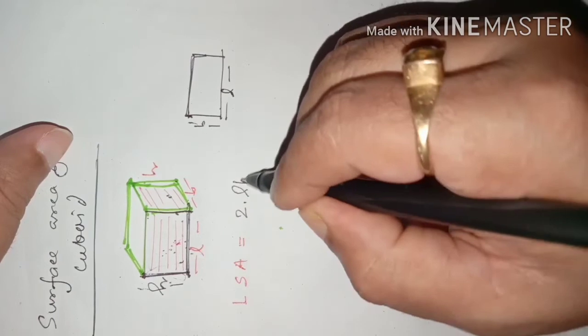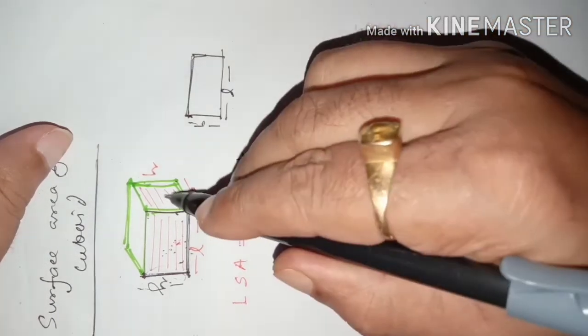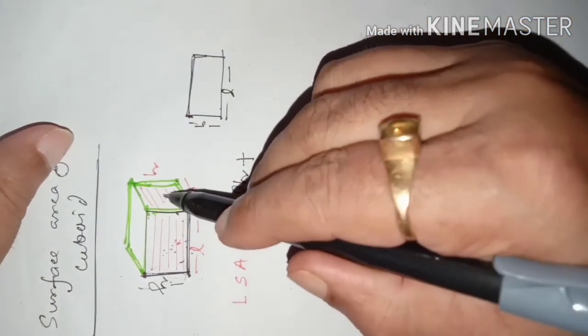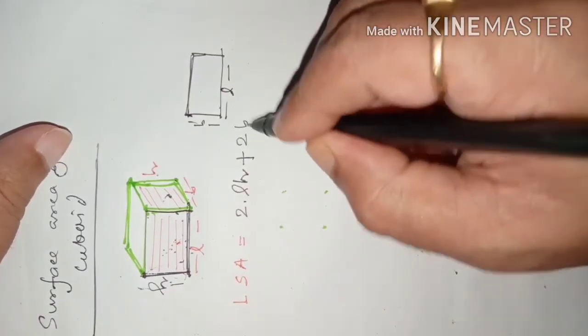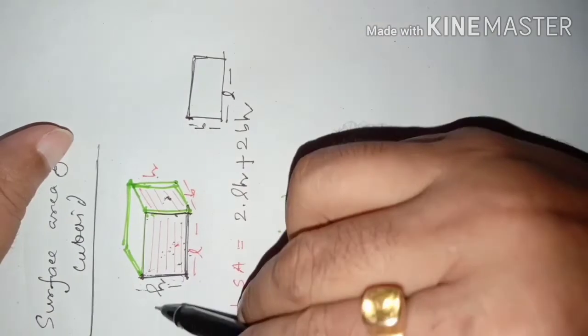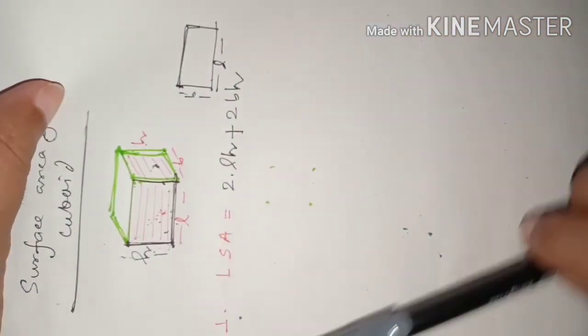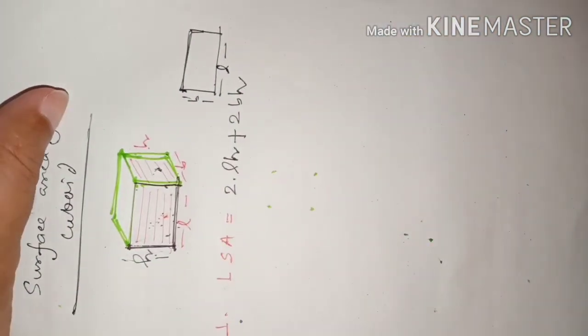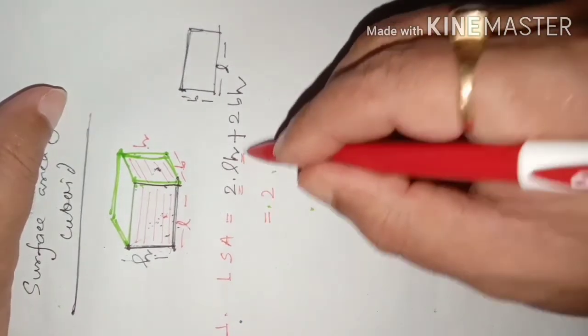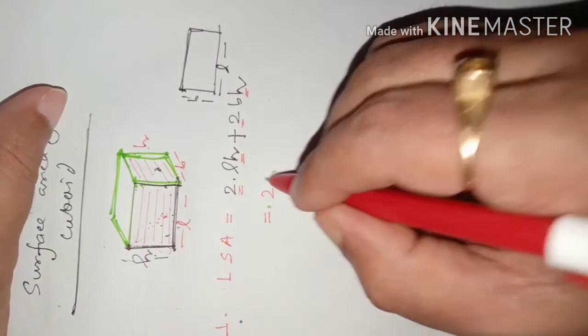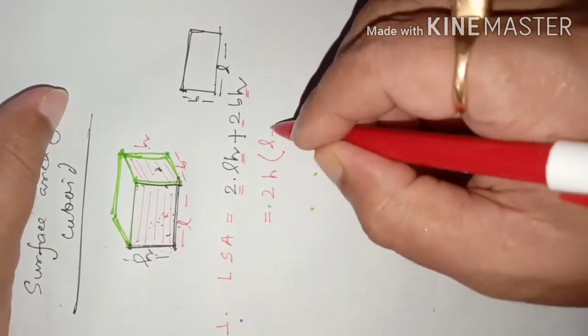length into height plus again 2 times breadth into height, because the area of this wall will also be breadth multiplied by height. So it will be 2 times breadth into height, because opposite to this another wall will be there. So the area of the 4 walls is actually 2 times, 2 is common here, h is common here, you see 2 is there, h is there. So 2 times h, L plus B.